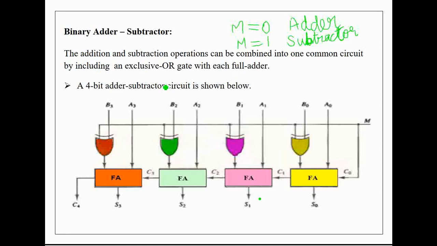Here 4-bit adder subtractor circuit is shown below. This circuit is constructed by interconnecting 4 full adders. These full adders receive one of the inputs from XOR gate.